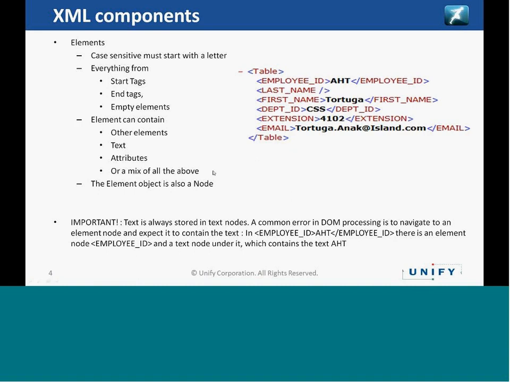The element object is also a node. The word node is going to have its importance when we talk about the DOM. Important: text is always stored in a text node. A common error in DOM processing is to navigate to an element node and expect it to contain the text. Look at the employee ID tag: there is an element node employee ID, and just under it there is actually the text. So the common mistake is to navigate to the first node, which is text, and in fact not get what you're expecting.